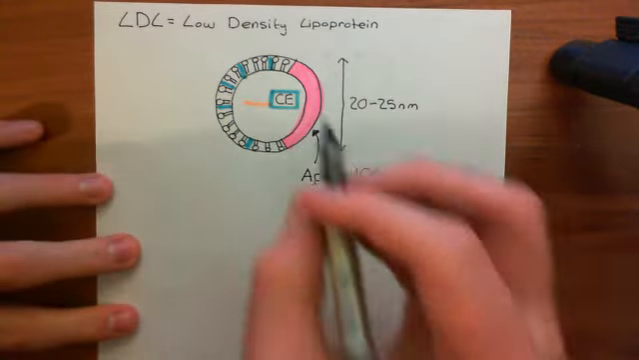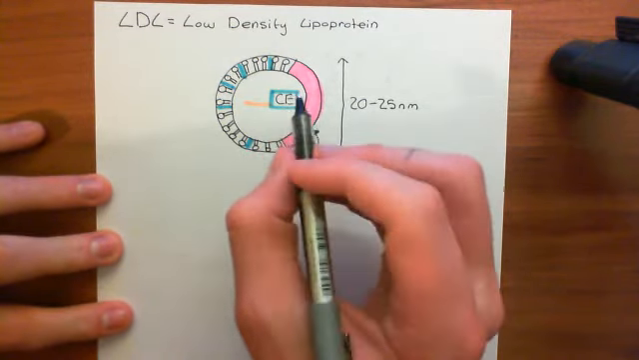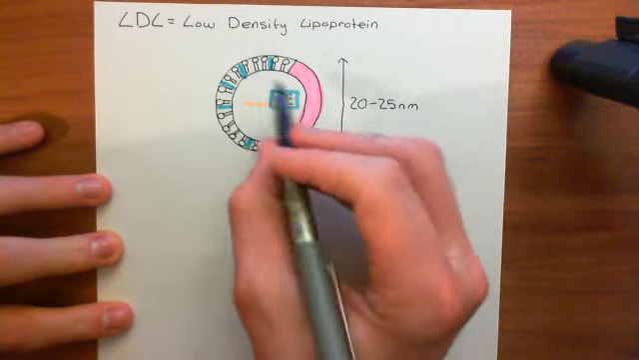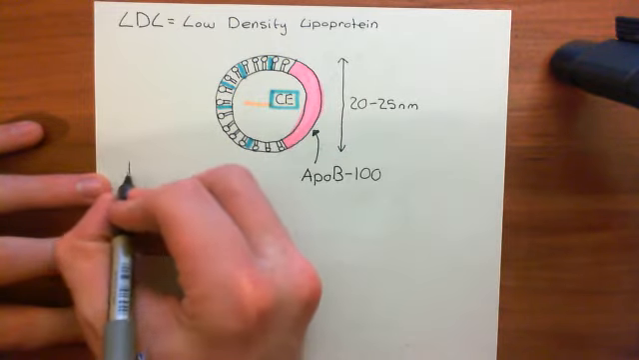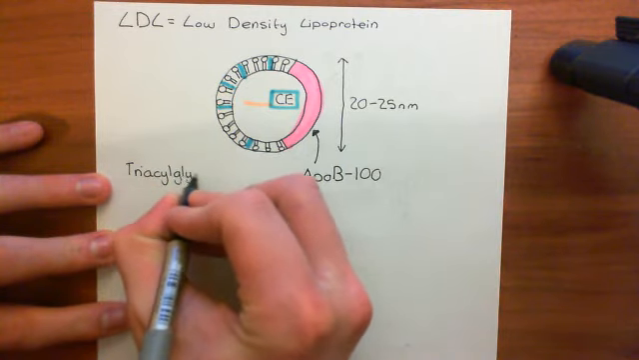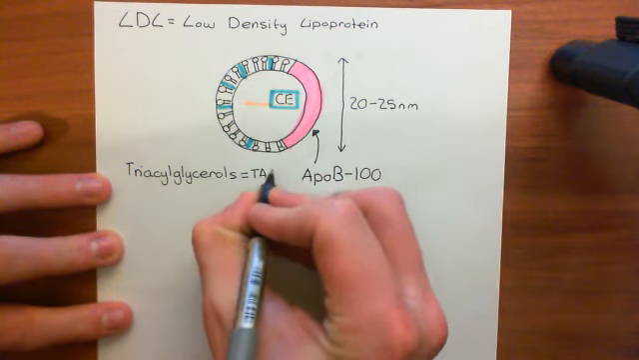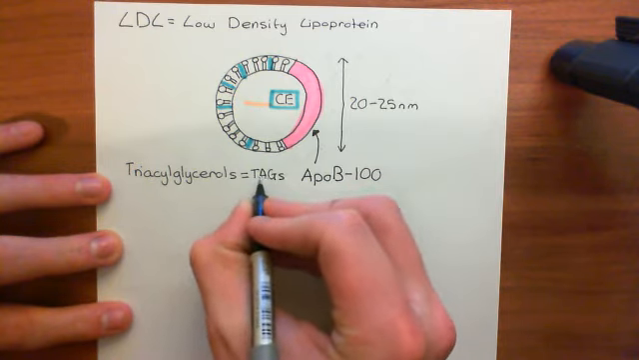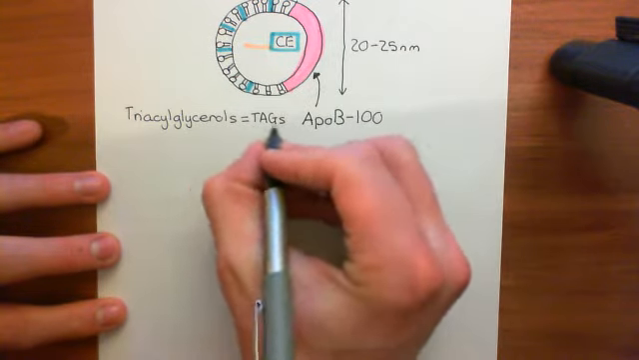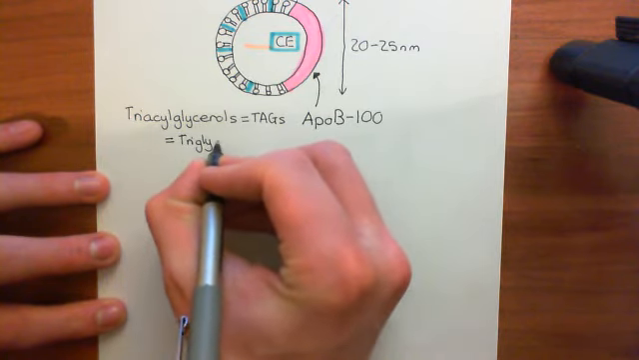Okay, now the thing which you do have a tiny little bit of in low-density lipoprotein particles, which you don't have in high-density lipoprotein particles, at least not until they've interacted with LDL particles, is triacylglycerols. Okay, so this is time to discuss another type of lipid molecule. Triacylglycerols are often abbreviated to TAGs. The T is for tri, the A is for acyl, and the G is for glycerol. So TAGs for short. Now they have another name. They're also often called triglycerides.